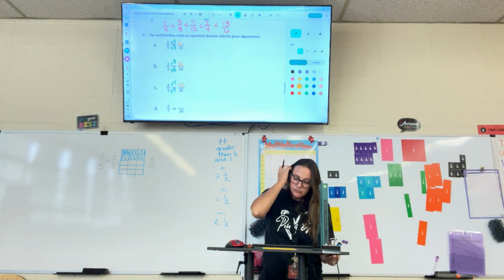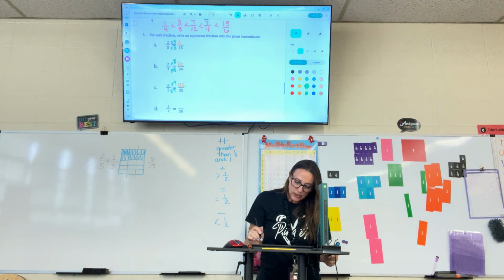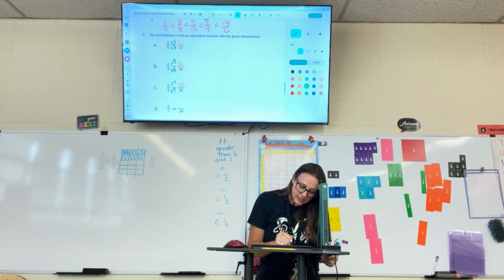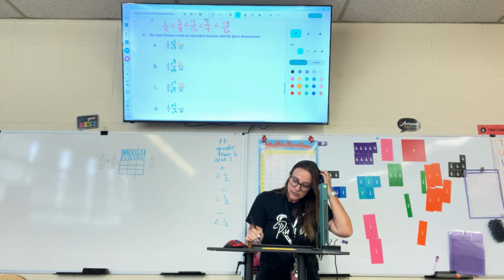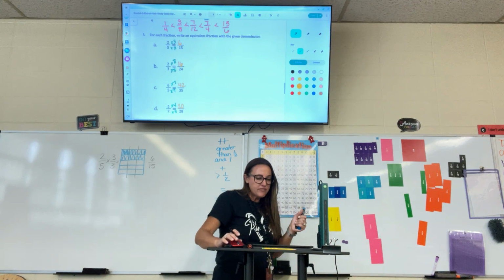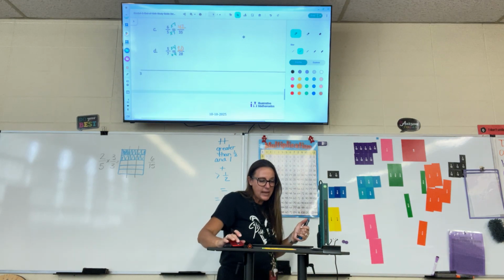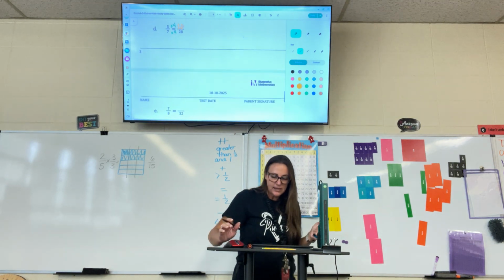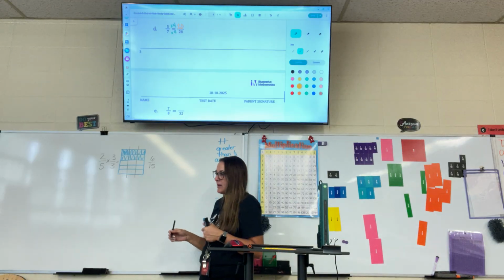Okay, the next one, what do you multiply 7 times to get 28? 4. And if you do it to the bottom? You do it to the top. And what is 5 times 4? 20. And there is one more of these on the next page at the top. The page is kind of split, kind of messed up.